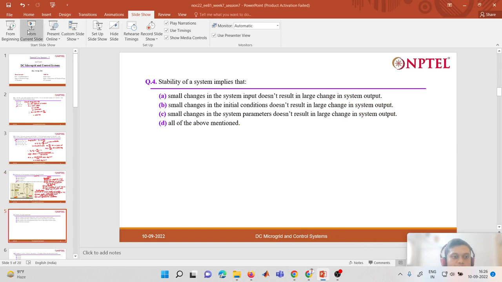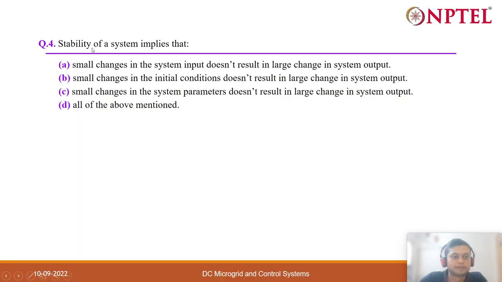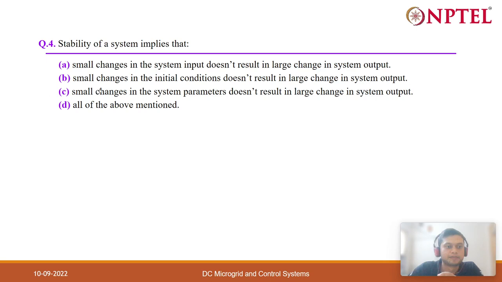The next problem is: stability of a system implies that A, a small change in the system input does not result in a large change in system output. B, a small change in the initial conditions does not result in a large change in system output. C option is a small change in system parameters does not result in a large change in system output. And D option is all of them. So what do you think? You can type your answer in the chat box.